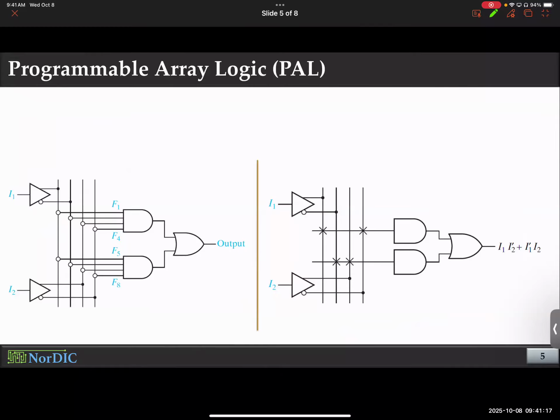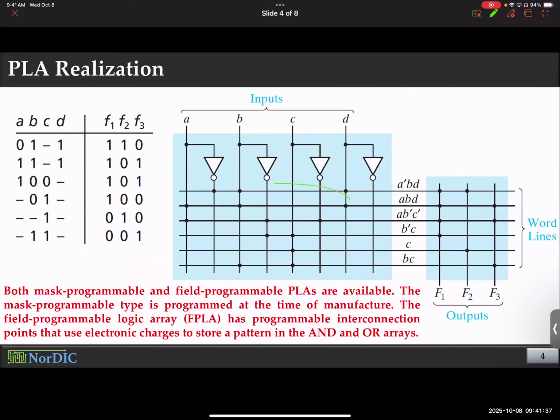PAL, programmable array logic. It sounds similar to what we just discussed, PLA, because they are basically the same, except for one difference. A PAL also has AND and OR stages, but only the AND stages are programmable. Remember, in a PLA your AND stages and OR stages were both programmable, but for a PAL, the OR stage is not programmable. By design, we are basically trying to reduce cost.